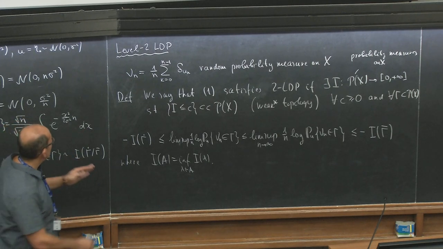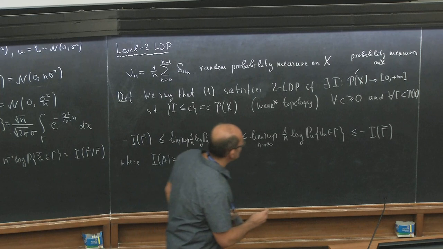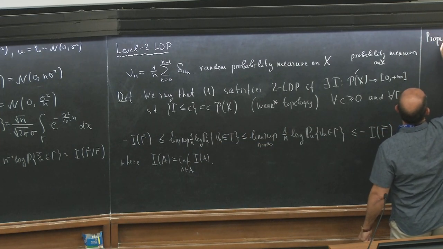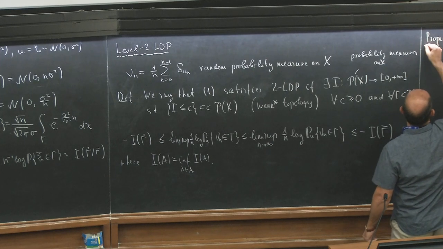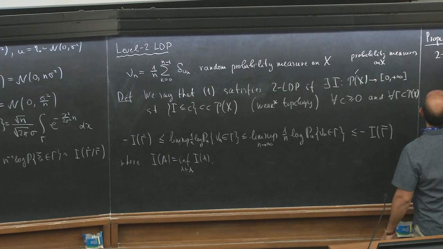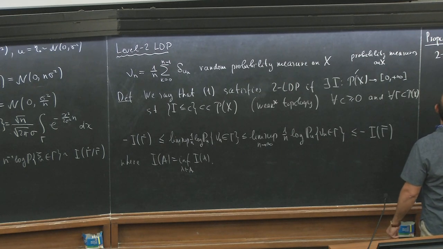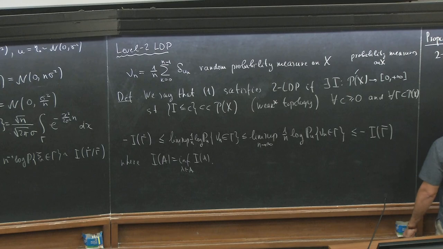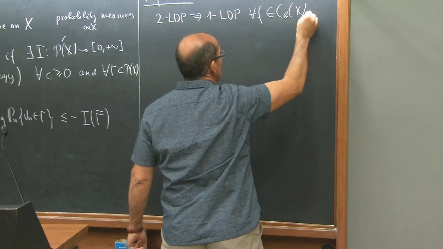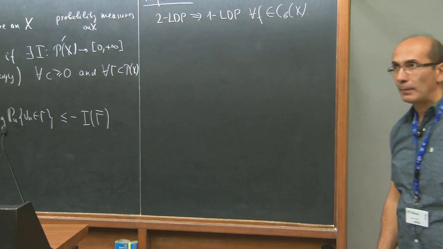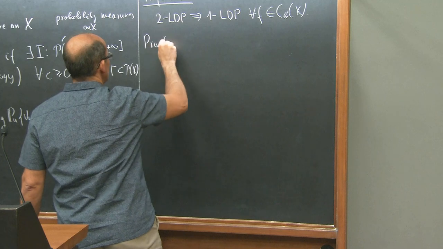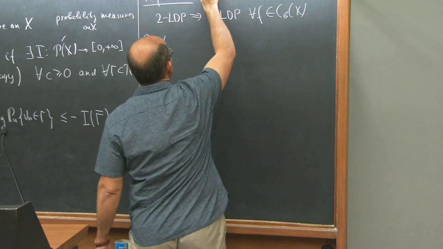So what is the relation between these two? The relation is very simple. It is given by the following proposition. If you have level 2 LDP, then you have level 1 LDP for any bounded continuous function on X. And let me outline the proof. This is a well-known result, and it's called the contraction principle.